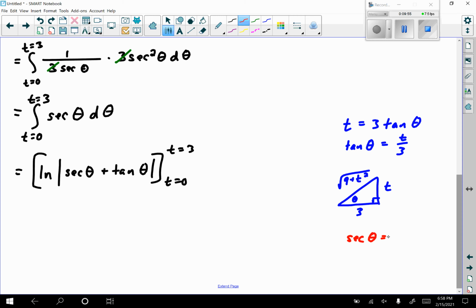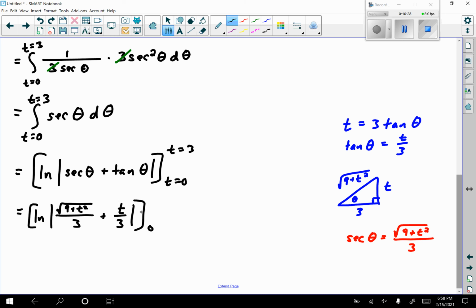Cosine is adjacent over hypotenuse. So secant is hypotenuse, which is this radical, over adjacent, which is 3. So now this becomes the natural log of the absolute value of the square root of 9 plus t squared, all over 3, plus tangent theta, again, is t over 3.